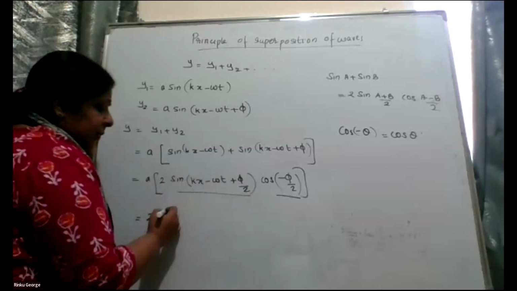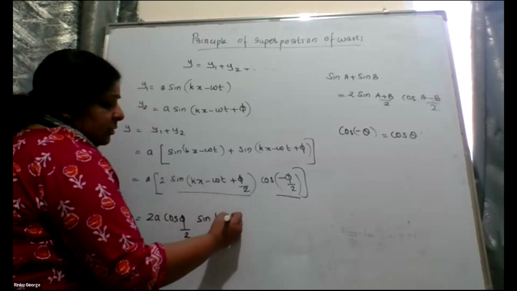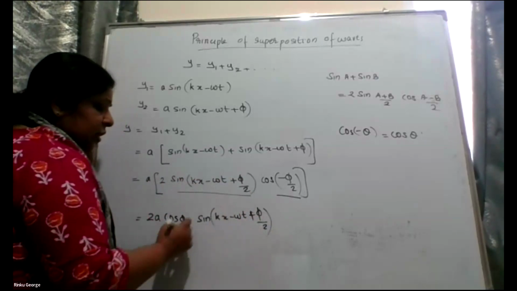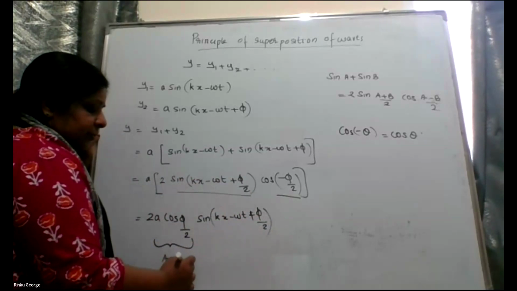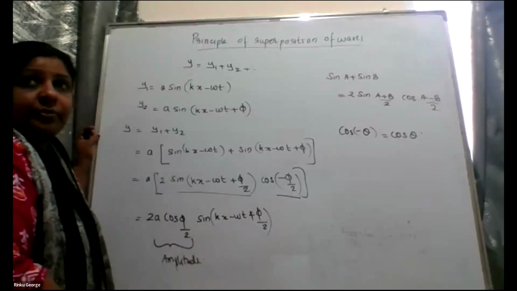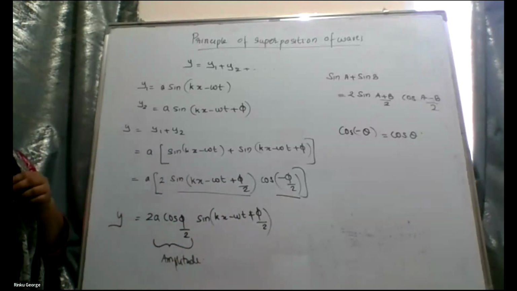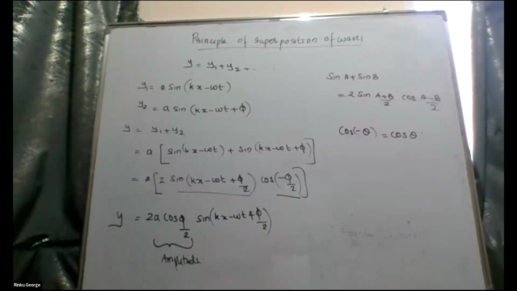So 2a cos(phi by 2) sine(kx minus omega t plus phi by 2). I just rearranged. When you rearrange, anything other than sine, so this will be what? The amplitude. Understood what we did? So this is the expression for y. Take this down. Understood, King? Ishanvi, understood what we did? Yes. Ishanvi, is it clear? Farsin? Yes. Yes, ma'am.